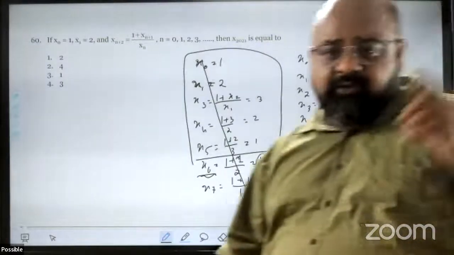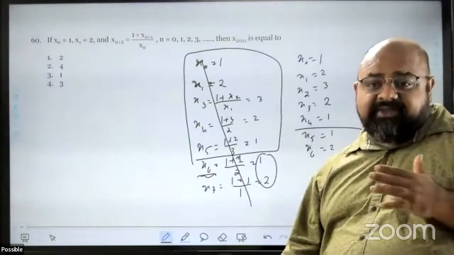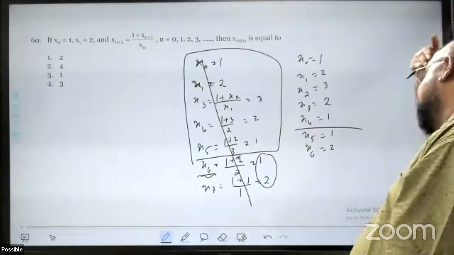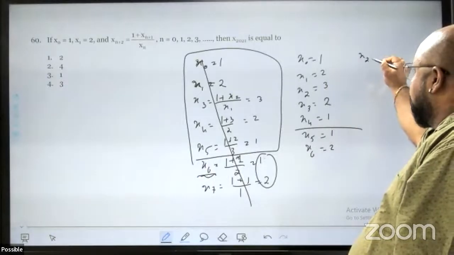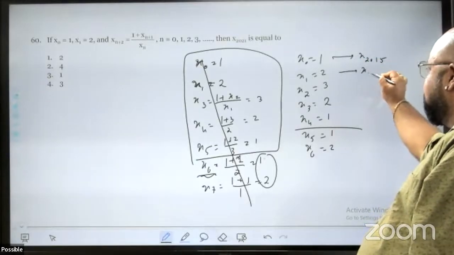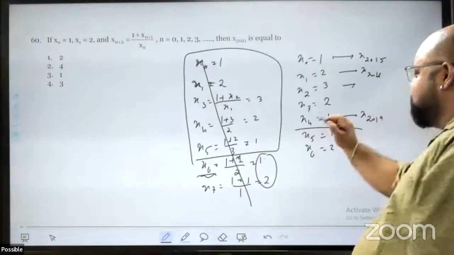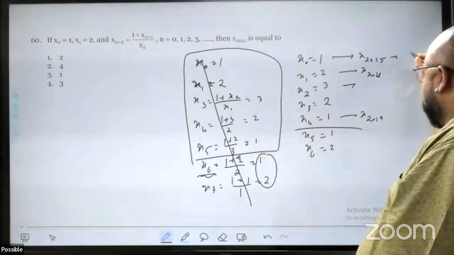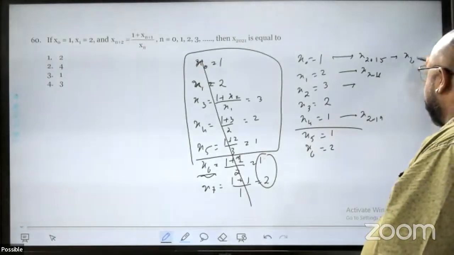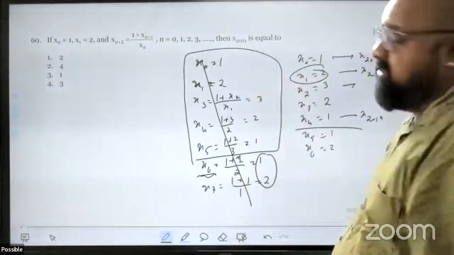So 0 to 4 will be 1, 2, 3, 2, 1. Add 5 to all of them because the pattern is repeating after 5. Therefore, x5 to x9 will be the same. And this pattern will keep on repeating. So if I keep adding 5 to this, the terms that I will get are x2015, which will be the same as this, x2016 will be the same as this, x2019 will be the same as x4. And therefore x2020 will be the same as x2015, and therefore x2021 will be the same as x2016, which will be the same as x1. Hence, the answer will be option 1, which is 2.